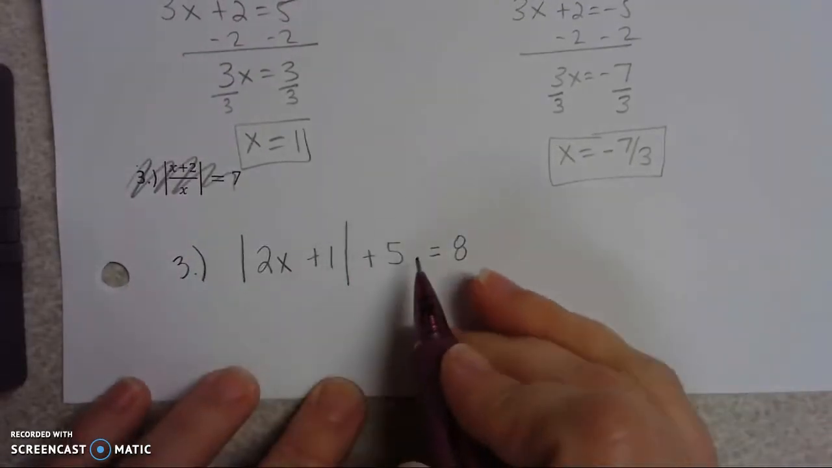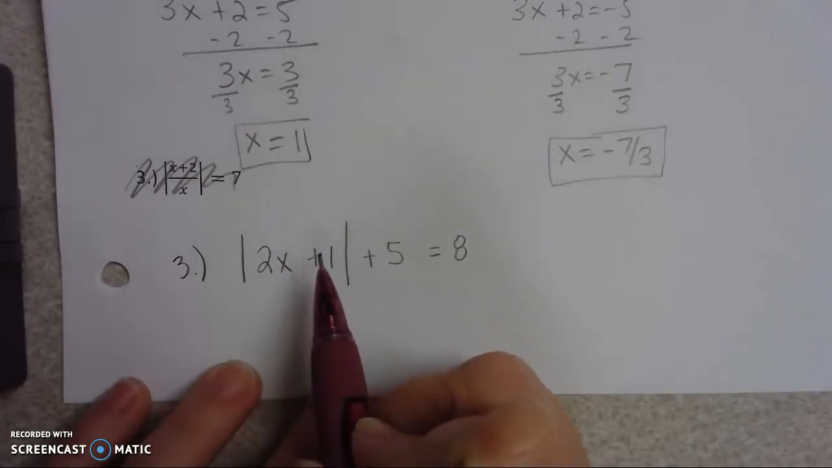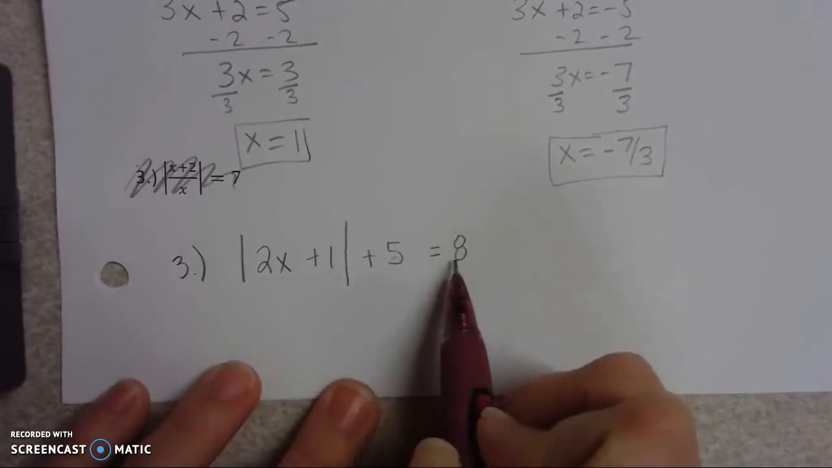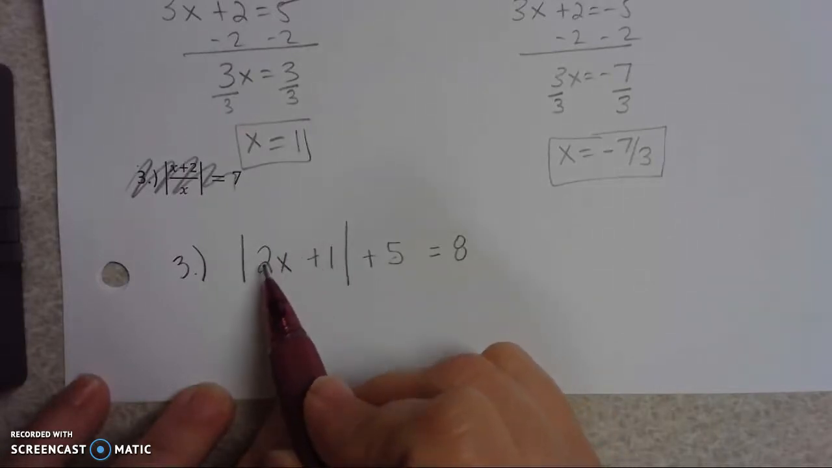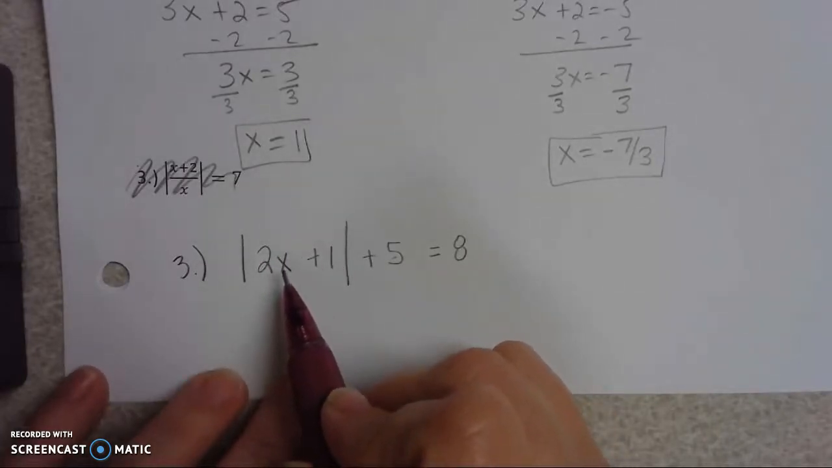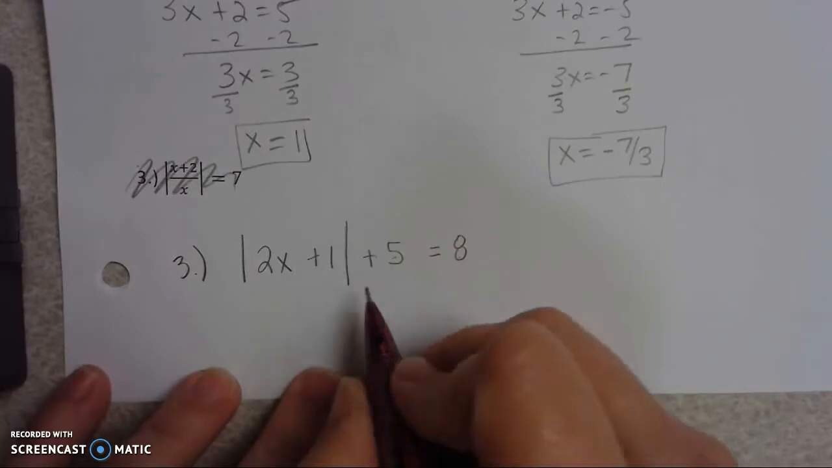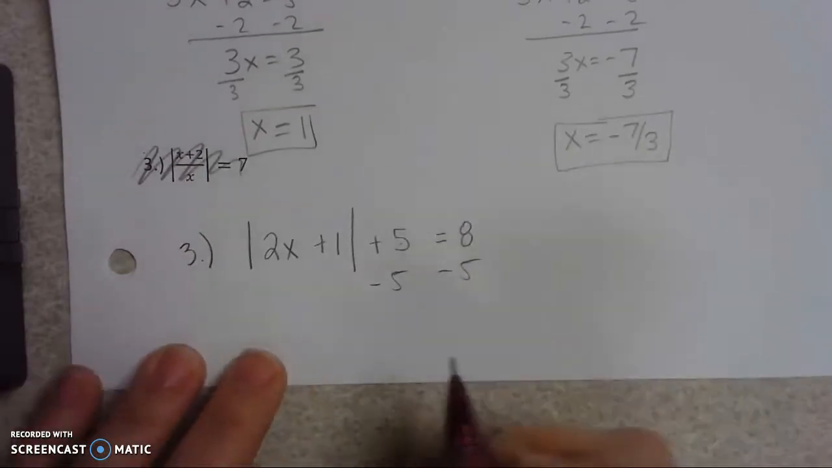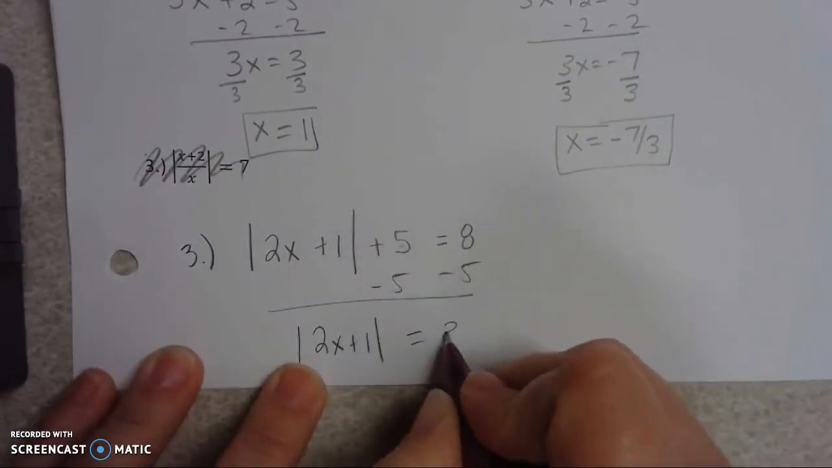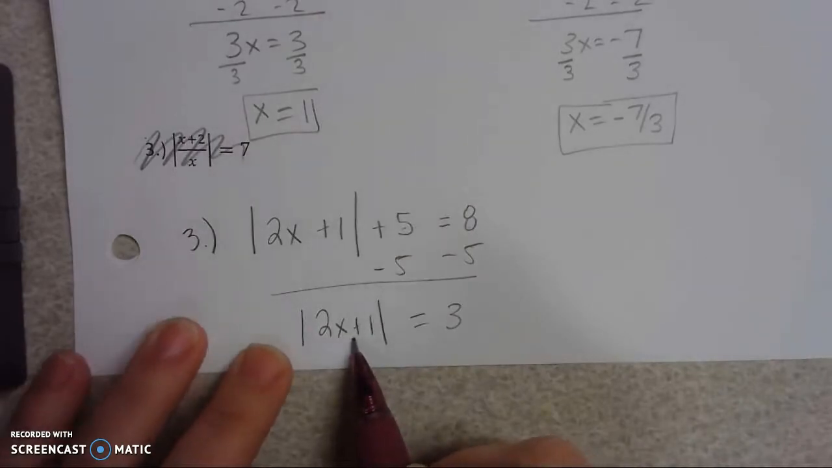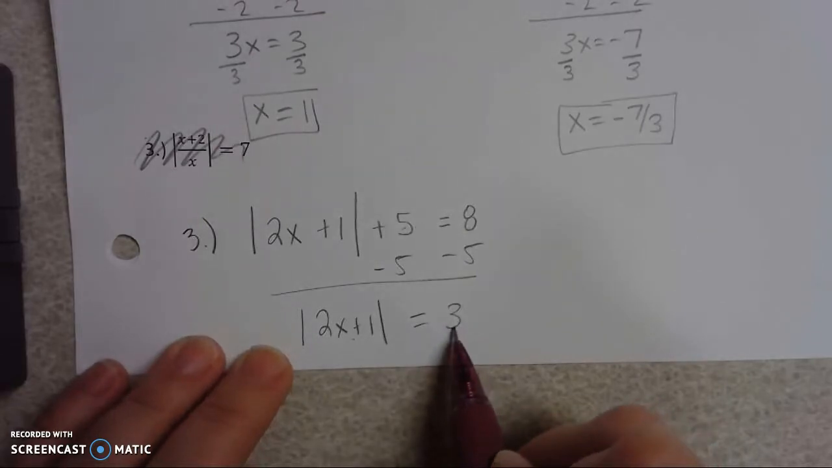Now what this equation is saying is there is some number, a distance from 0, that whenever I add 5 to that distance, I get 8. What we need to find is the distance that we're trying to find. So right now I have the distance plus 5 equals 8. Well, what is the distance I'm trying to find? That means I need to move the 5 over. And this tells me that I'm looking for the distance. I'm looking for what numbers are a distance of 3.